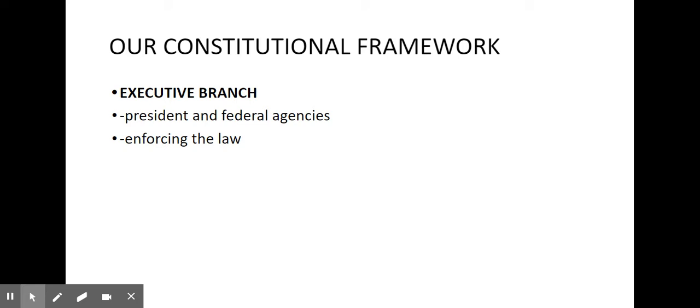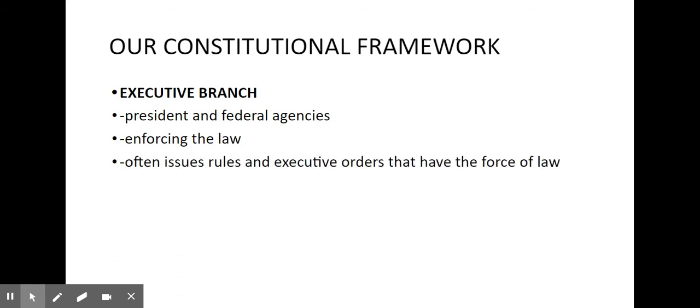Oftentimes, the president can issue rules and executive orders that have the force of law, but they are temporary, they are not permanent. If the president wants to issue something that is permanent, he has to work with Congress and he has to change the Constitution. So they can issue temporary rules and executive orders that have the force of law, but are not actually law themselves.